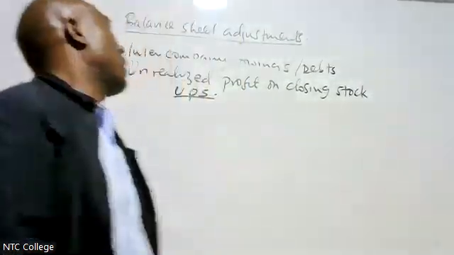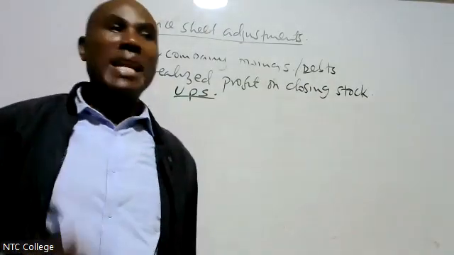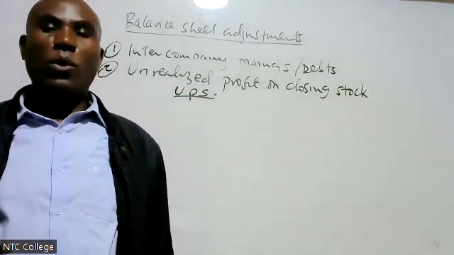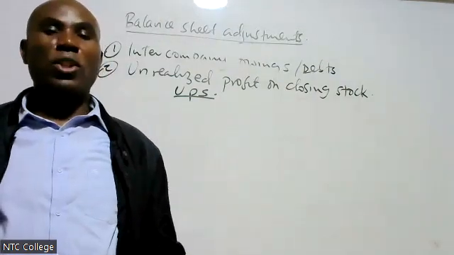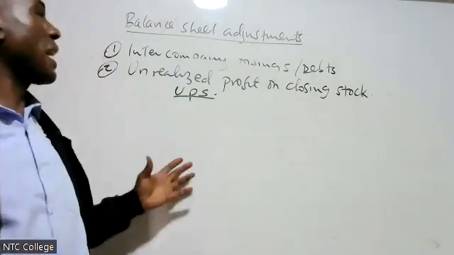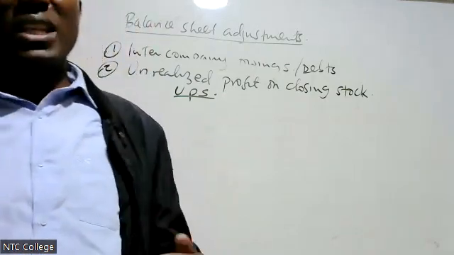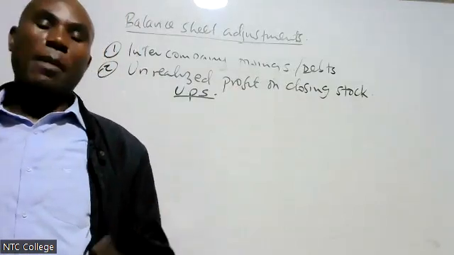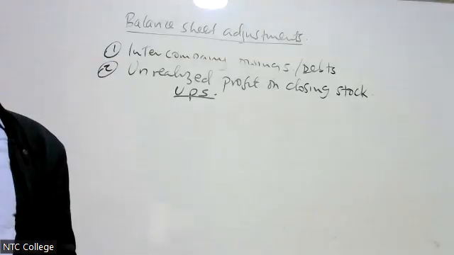Now, let's continue with what we call unrealized profit on closing stock. Unrealized profit is where one group member will sell goods to another group member at a profit or loss. Unrealized profit on closing stock is where one group member will sell goods to another group member for resale at a profit.